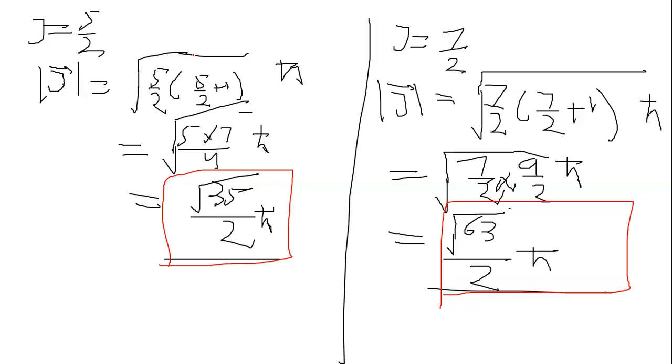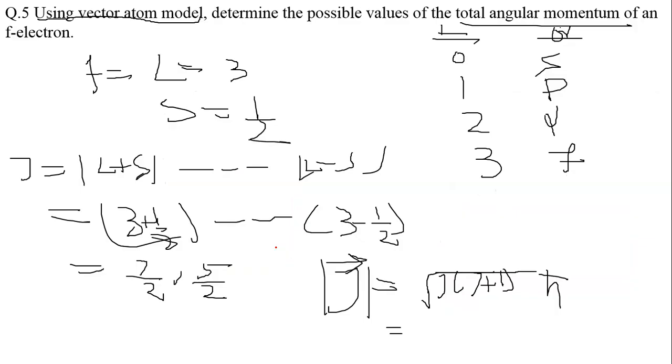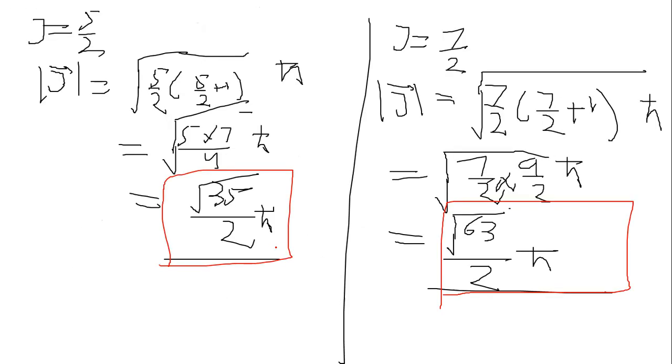So corresponding to each j value, we have a magnetic moment. According to quantum mechanics, for a j value the magnitude is given by root of j into j plus 1, times h cross. So for j equals to 7 by 2, the value is root 63 by 2 h cross, and for j equals to 5 by 2, the value is root 35 by 2 h cross. So basically, these are the two possible values of the total angular momentum of an electron present in an F subshell. Everybody understood?